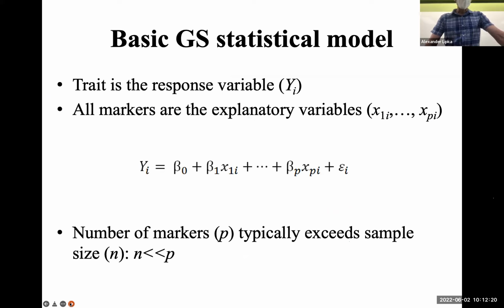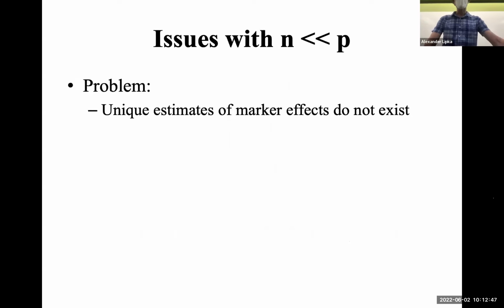So the basic statistical model is that all markers are the explanatory variables, okay? We have our Y variable, our trait of interest, and then we have a genome-wide set of P markers, and the number of markers typically exceeds the sample size, okay? So we have an N smaller than P, or a P greater than N problem. So why is this an issue? Well, using traditional statistical approaches like maximum likelihood estimation, you cannot obtain unique estimates of your marker effects.